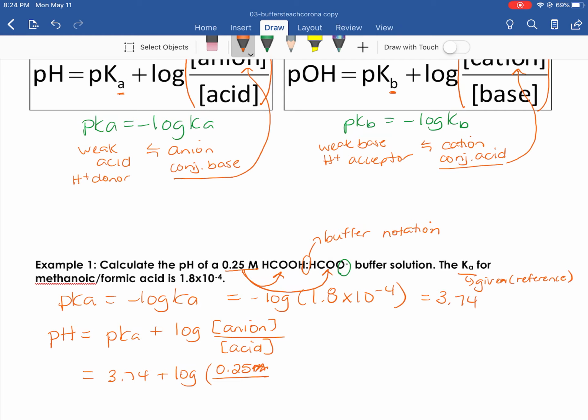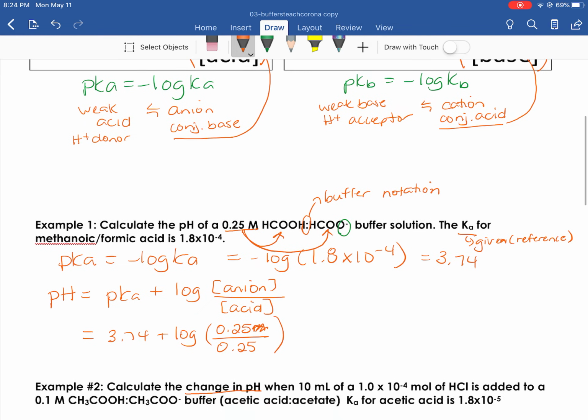And again, in the buffer notation, we actually don't need units for pH. When it's written with that semicolon and a number out front, it applies to both the conjugate and the acid or base.